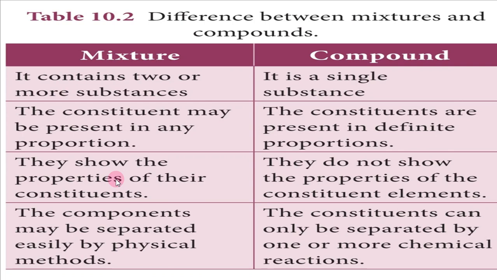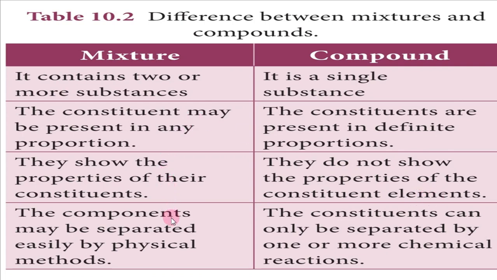Then see the third difference. In a mixture, they show the properties of their constituents. It will show the iron property and the sulfur property. But here, in a compound, it does not show the properties of the constituent elements, because a new substance is formed, no? So only the new substance's properties will be shown, and it does not show the properties of iron and sulfur.